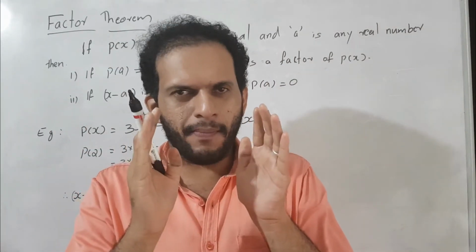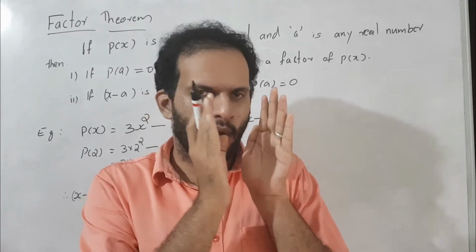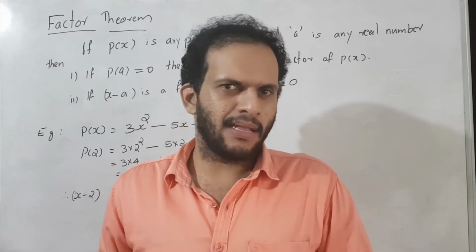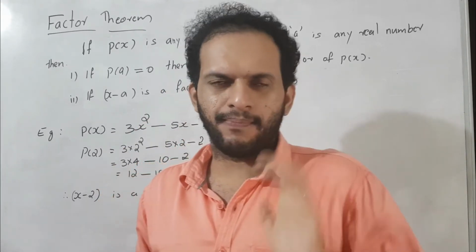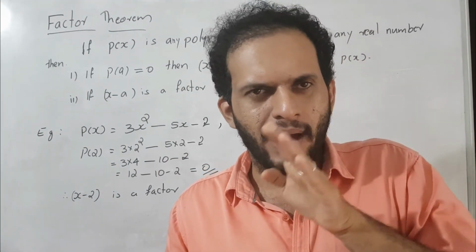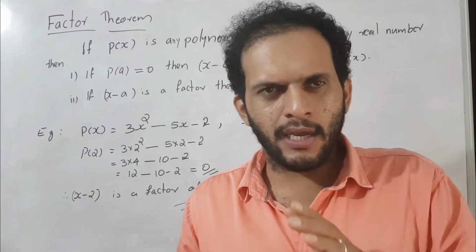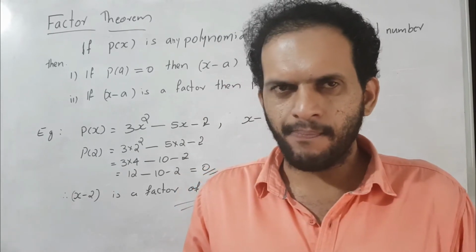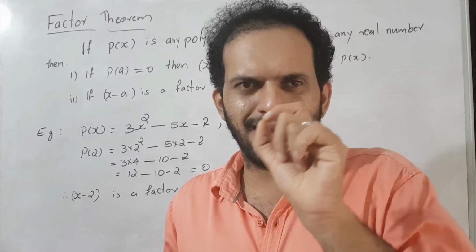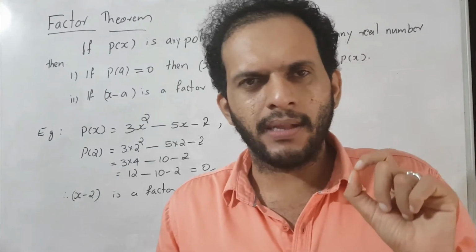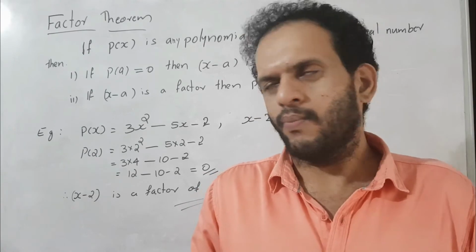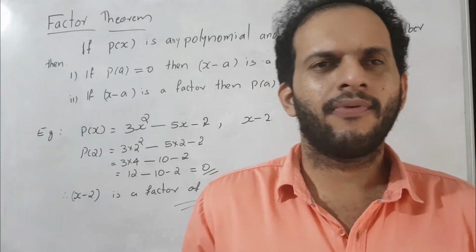Now we have the idea of the remainder. If we divide P of x by x minus a, then the remainder is P of a. If we divide P of x by x plus a, then what is the remainder? The remainder is P of minus a. So the next one is very important: the factor theorem.